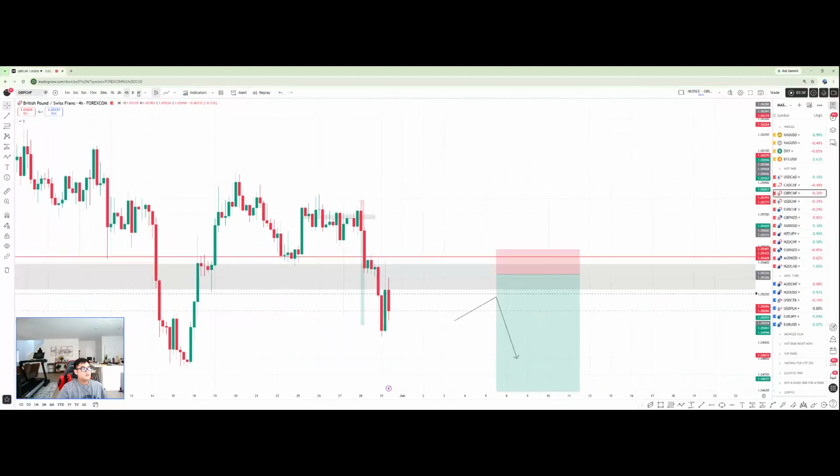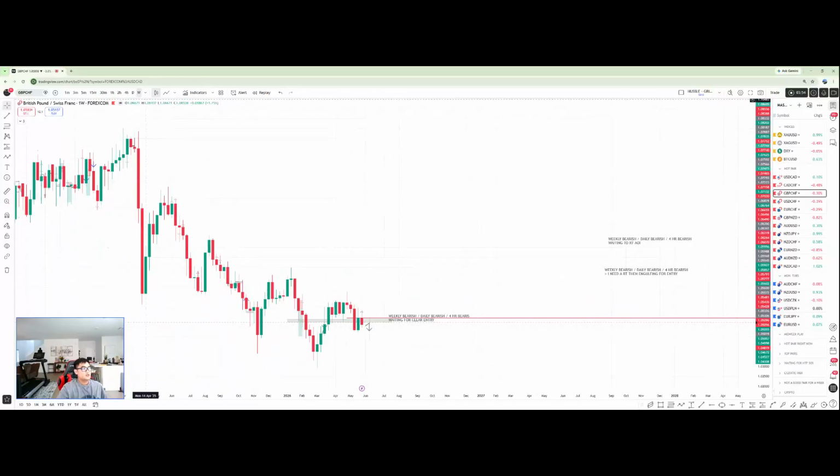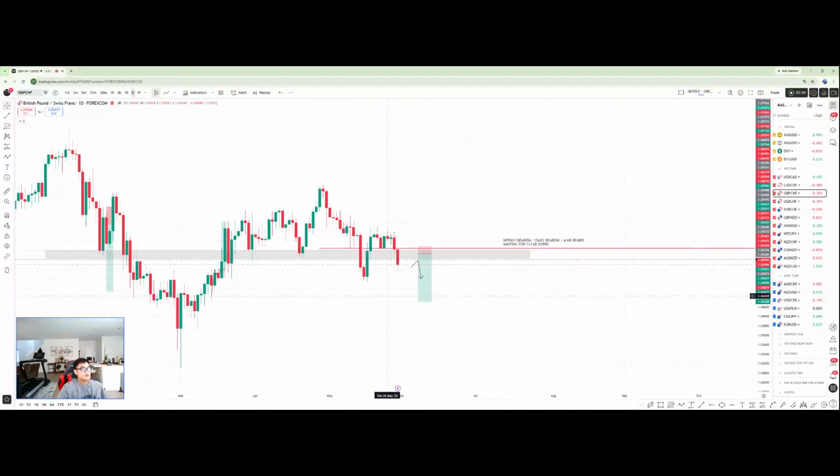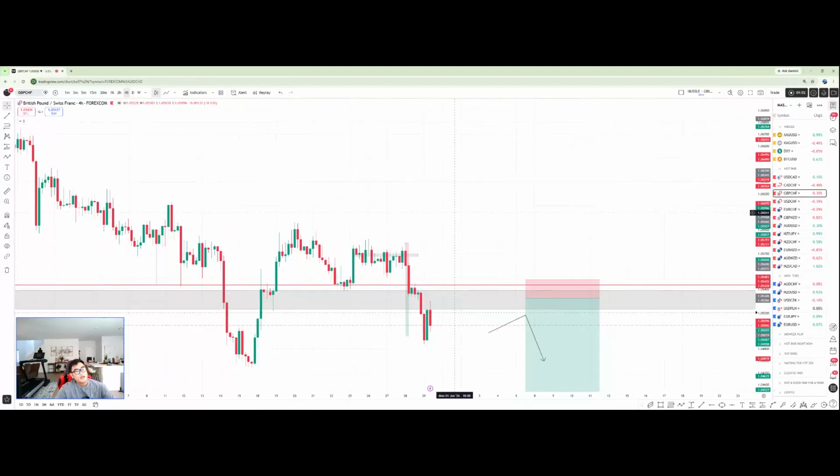GBP CHF. We have a rejection on this area of interest, right? So all we need to wait is kind of daily week pullback. 4 hour right now is bearish. You could call this lower high, lower low. All we need to wait is kind of the pullback bullish, and then shift, bearish engulfing, then taking the trade.